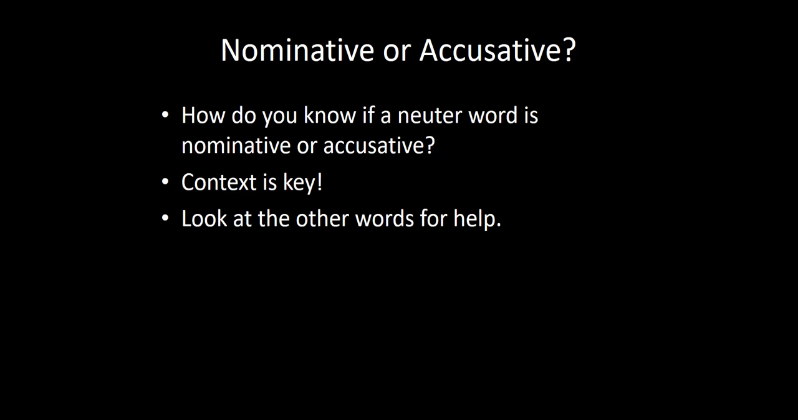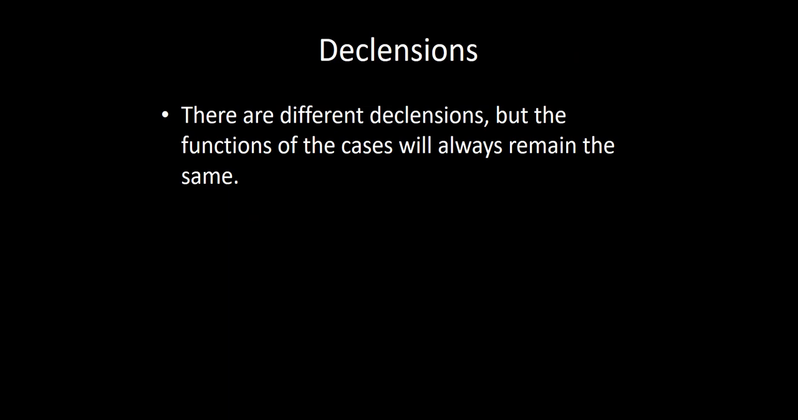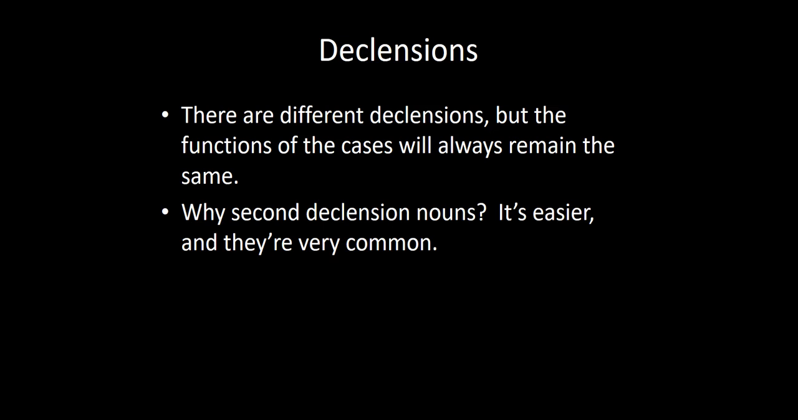Here's a bit of good news for you. We're talking about declensions, and in particular, we're talking today about the second declension. The good news is that the function of a noun is going to be the same regardless of which declension we're studying. Words are only going to be in one declension, but once you've learned what a nominative does in the second declension, a nominative in the first declension does the exact same thing, and a nominative in the third declension does the exact same thing. So endings, patterns of endings may be different, that's fine, but the meaning of a nominative is going to be the meaning of a nominative regardless of declension. Now, why are we doing second declension nouns first? Two reasons. Number one, it's a little bit easier. Number two, they're very common.